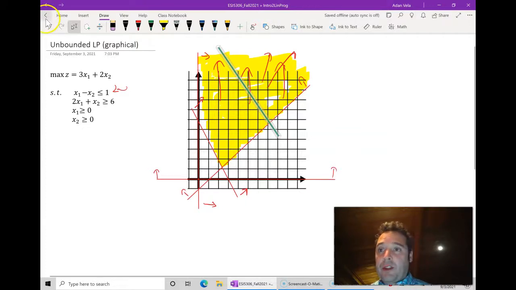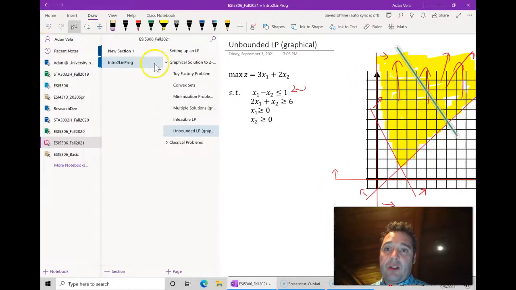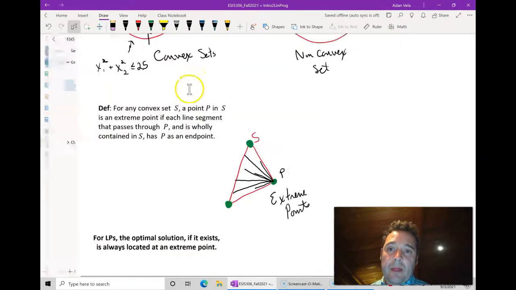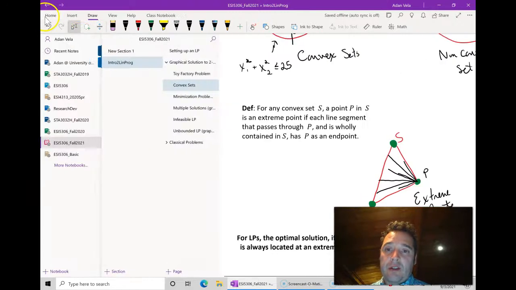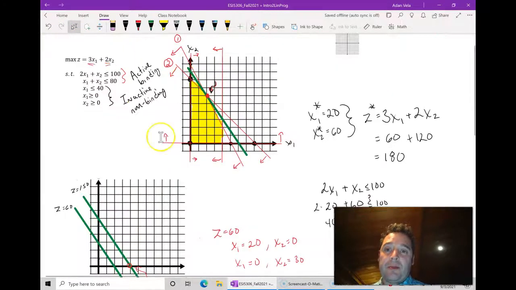All right, so with that, I'm going to wrap up. These are the classical cases that we'll encounter when we're using this graphical method in order to solve an optimization problem.